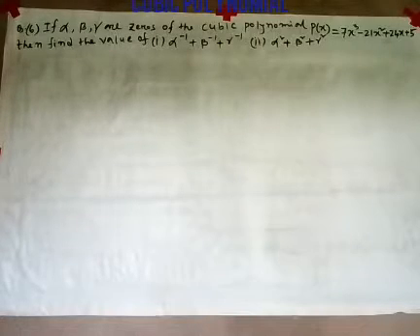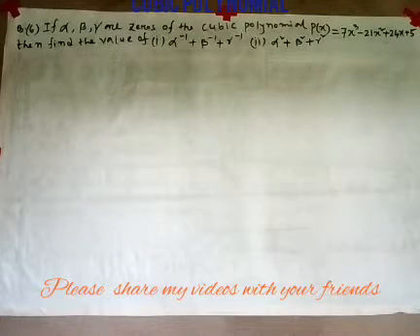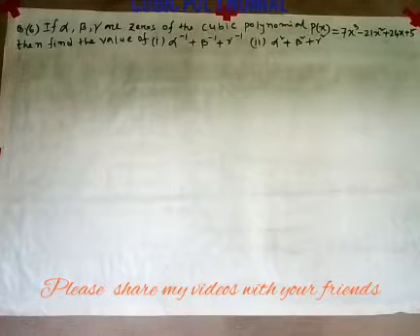Now we are going to discuss the same chapter, polynomials. The question is: if alpha, beta, gamma are zeros of the cubic polynomial p(x) equal to 7x cube minus 21x square plus 24x plus 5, then find the value of alpha inverse plus beta inverse plus gamma inverse. Another part is alpha square plus beta square plus gamma square.